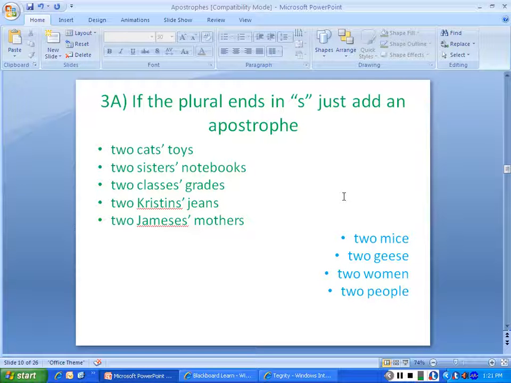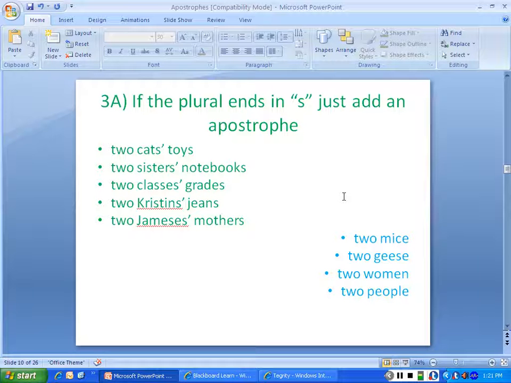If the plural ends in S, just add an apostrophe to the end of the noun. Two cats' toys. This again indicates that these toys belong to two cats. Two sisters' notebooks. Again, this indicates that the notebooks belong to two sisters.